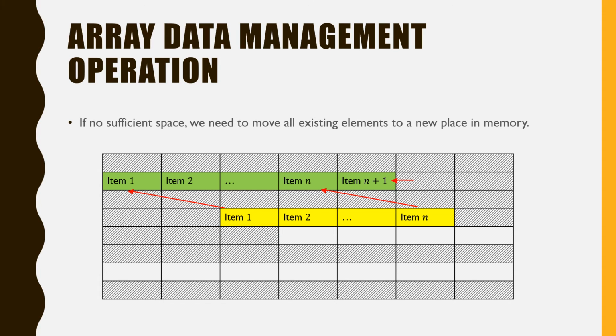To address this issue, what we can do is to find another place that has n+1 continuous free memory blocks available. Once we have found such a new place, we move all data from the current place to the new place. In the figure, the yellow blocks represent the old place where our data was originally stored, and the green blocks represent the new place the data is moved to. And finally, we add the new element.